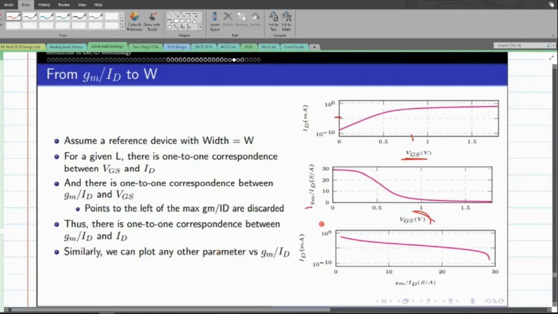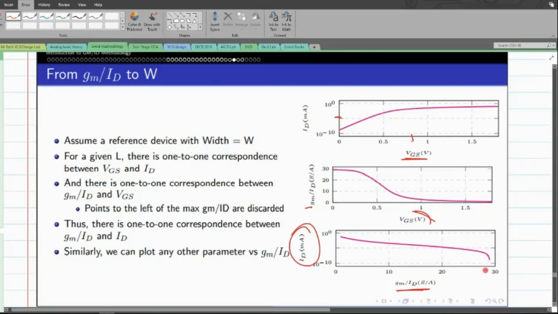Okay, clearly there is a one-to-one correspondence between the ID and VGS, and there is a one-to-one correspondence between the GM over ID and the VGS. So there is a common variable that is fit for both these graphs. So what I can do is that instead of plotting against a common variable, I can plot something like GM over ID versus the ID, removing the common variable.